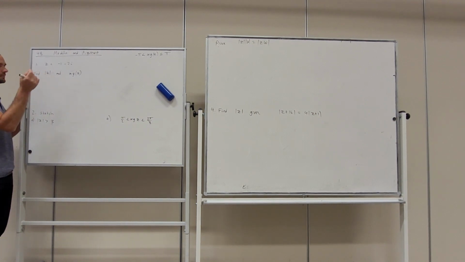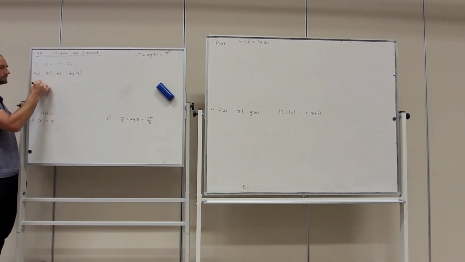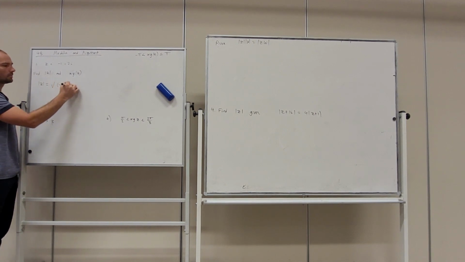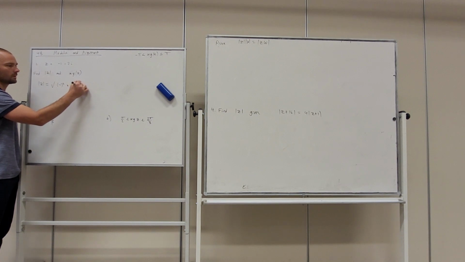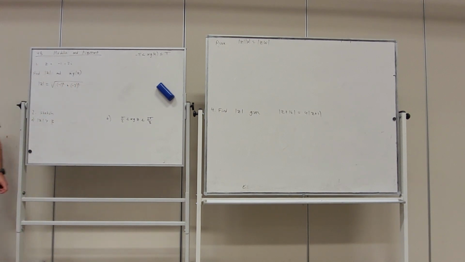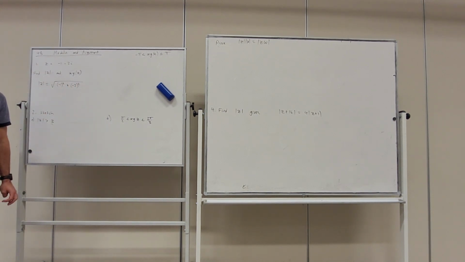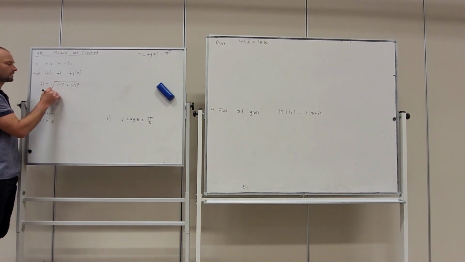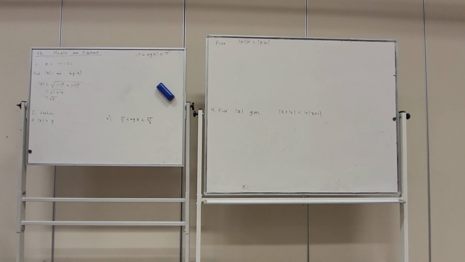So the modulus of z is going to be the square root of the real component squared plus the imaginary component squared. And when we say the imaginary component, all I mean is the coefficient of the imaginary component. So this is going to be the square root of 1 plus 4. The modulus of z is the square root of 5.